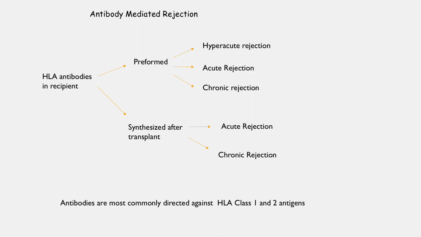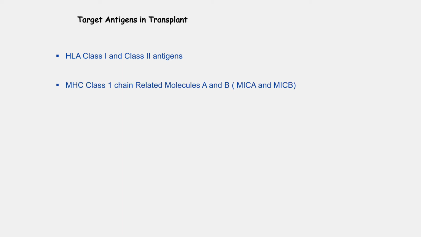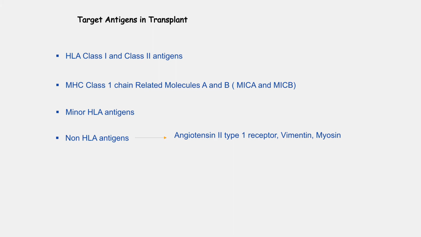Most of the antibodies that result in transplant rejection are directed against donor HLA class 1 and class 2 antigens. So the most common target antigens that result in transplant rejection are donor HLA class 1 and class 2 antigens. However, other antigens can also contribute to transplant rejection. These antigens include minor HLA antigens and non-HLA antigens. Non-HLA antigens include angiotensin receptors and ABO blood group antigens.